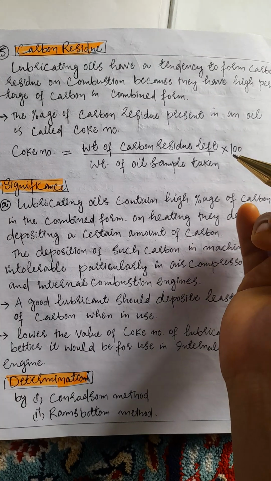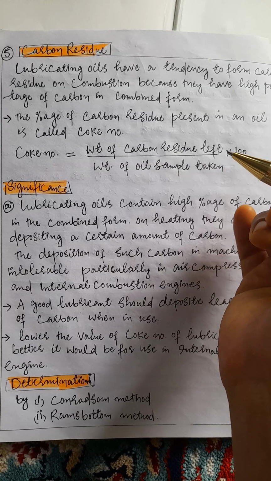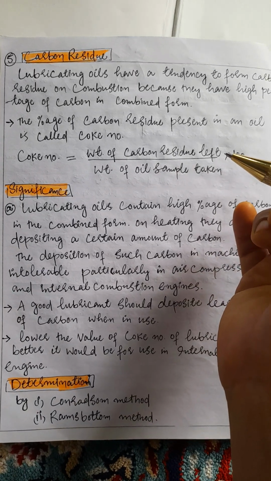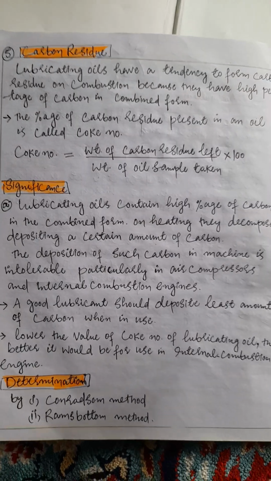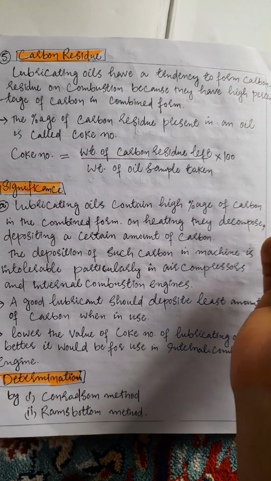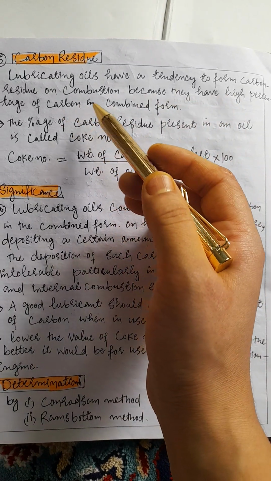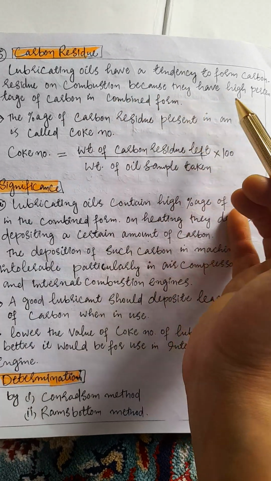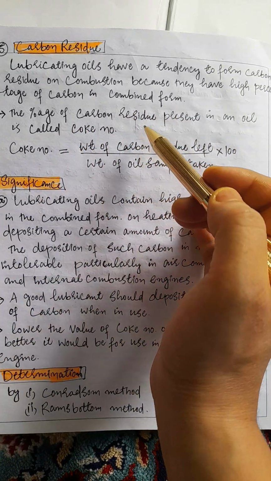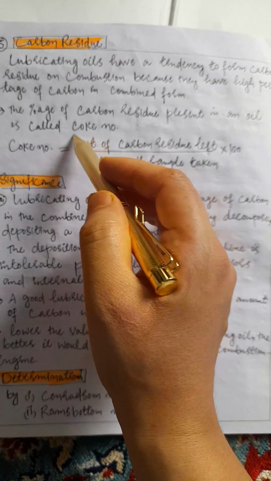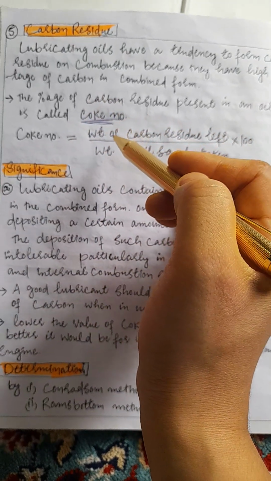So, when you combust any fuel, the residue left is the carbon residue. But what actually is carbon residue for a lubricating oil? Lubricating oils have a tendency to form carbon residue on combustion because they have a high percentage of carbon in combined form. The percentage of carbon residue present in an oil is called the Koch number.